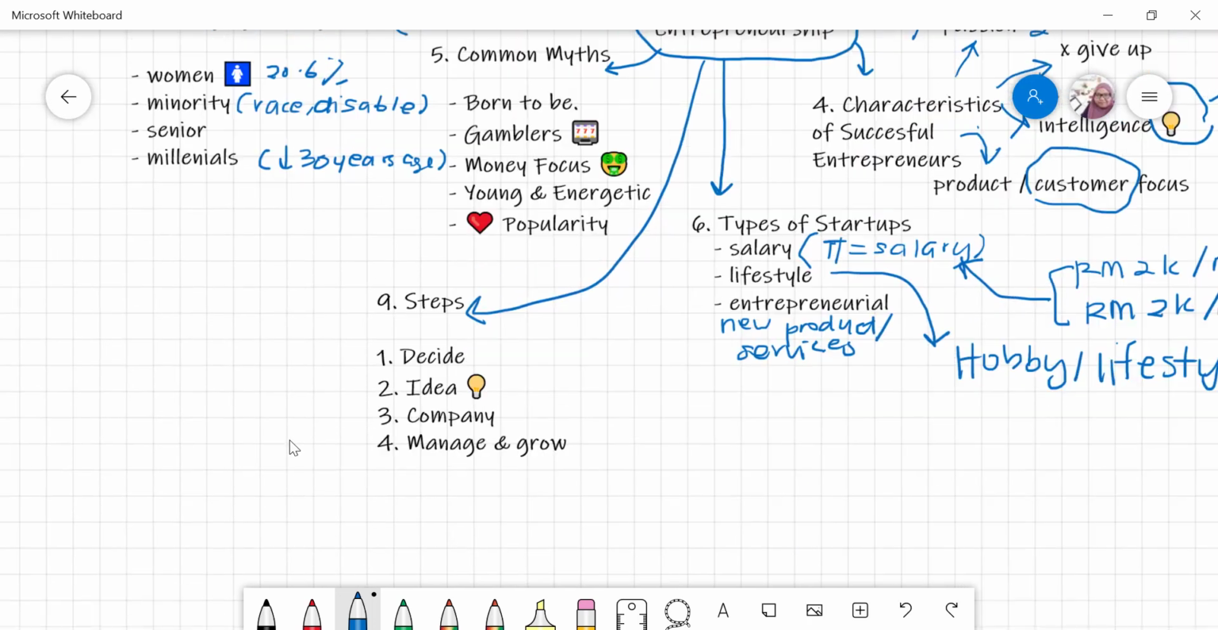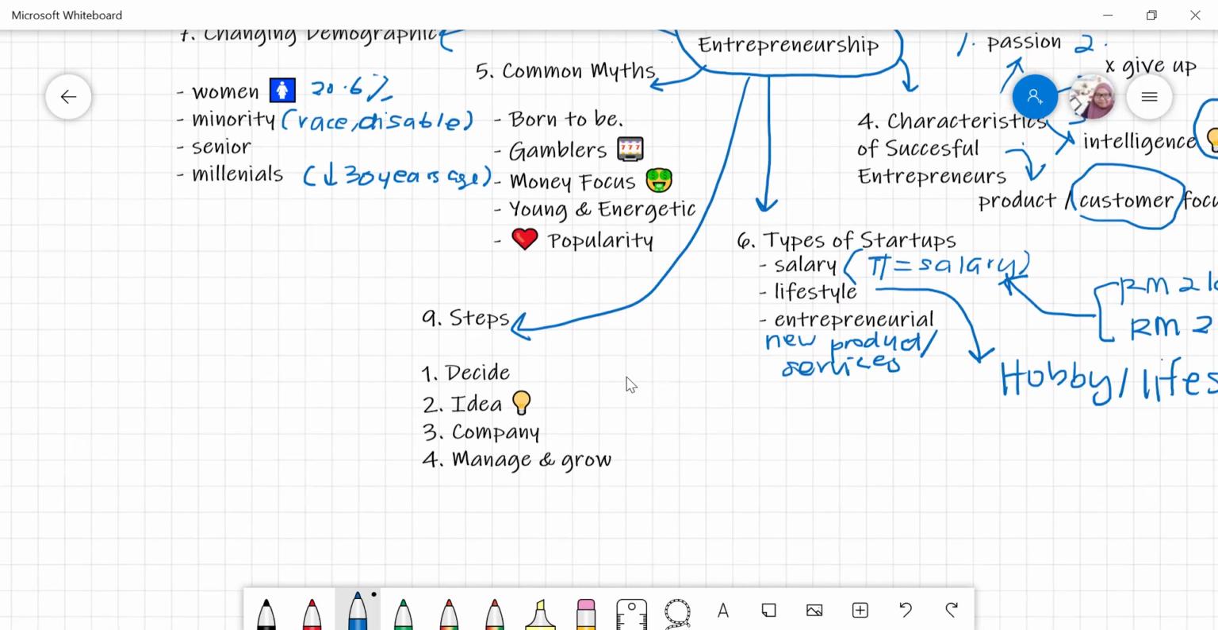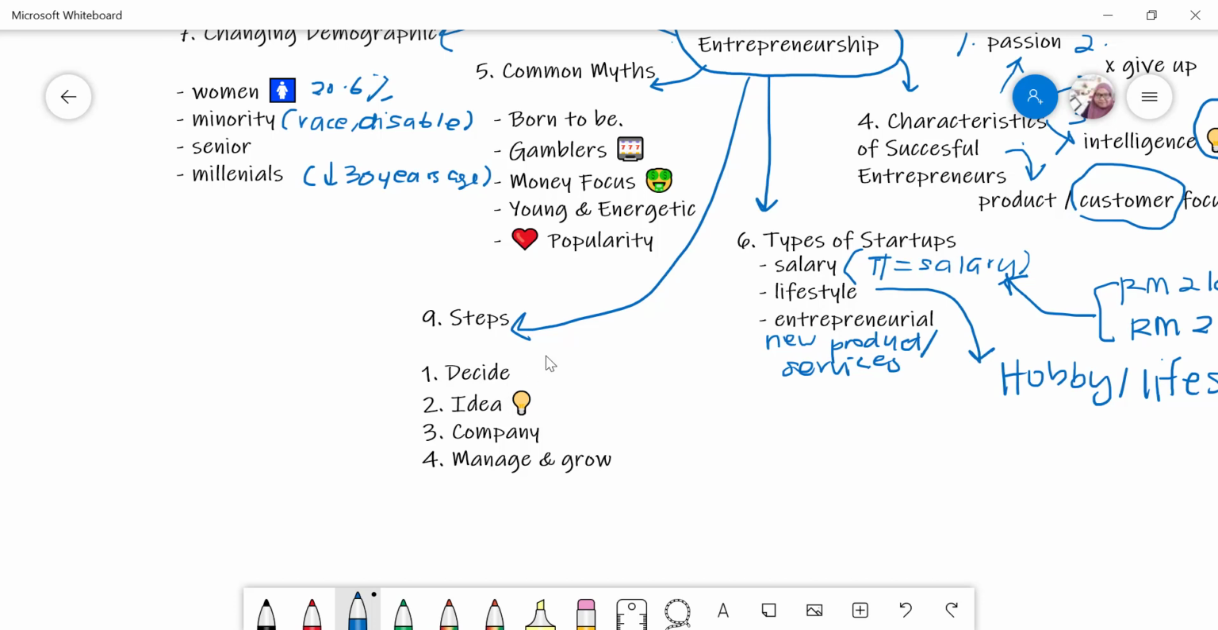Last but not least, the steps of doing this. How to become an entrepreneur. Number 1, you must decide what kind of business you want to pursue. Number 2, the idea: generate your idea and execute your idea. For example, through my class, you are doing the BMC, and then you move your idea to a company. You start by registering with SSM. You have the BMC here, you decide what kind of business you want to do, and then you manage and grow. You get extra income or extra profit. So that's chapter 1.